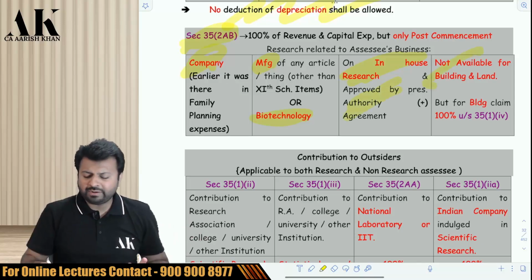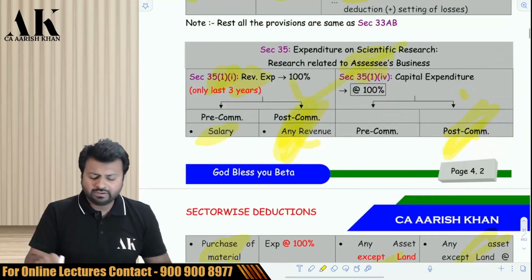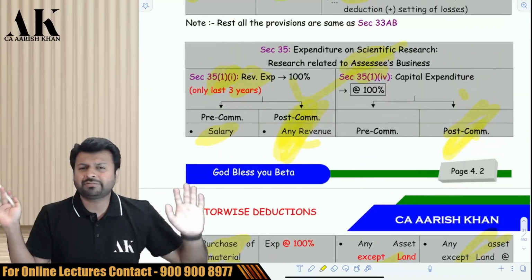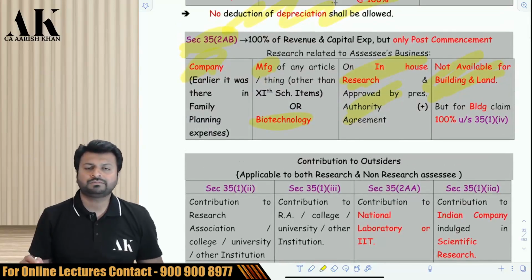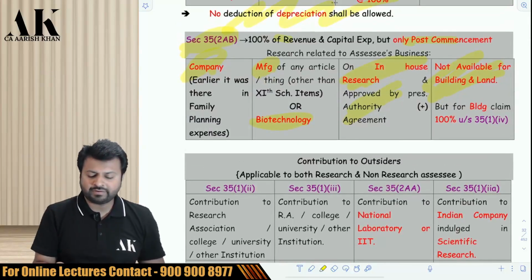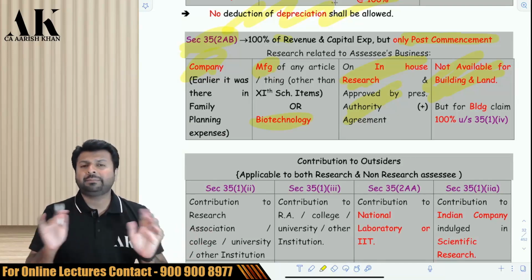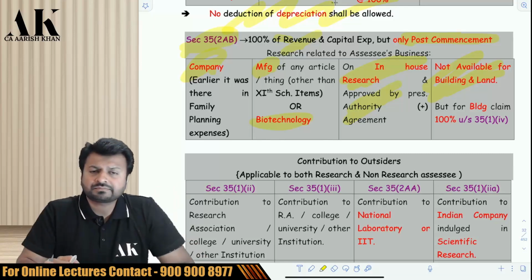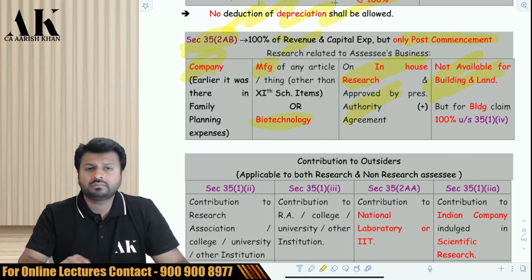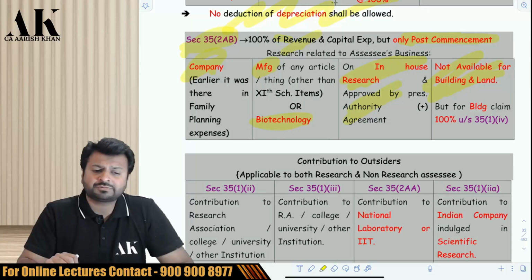This deduction is not available for land and building. For building, you can go over here and take a deduction. But for land, there is no deduction under income tax law. For building, you can take deduction under 35(1)(4). For that, this deduction is only for post-commencement business, not for pre-commencement. Apart from that, you will get a deduction of 100% of all revenue and capital expenditure, 100% deduction. Okay? You will get 100% deduction for all revenue and capital expenditure.